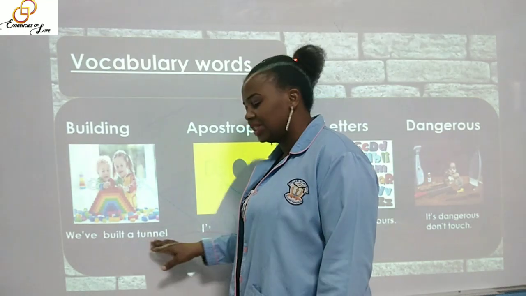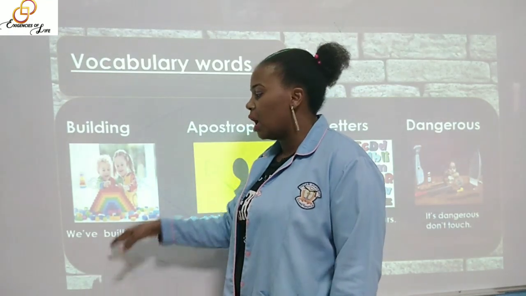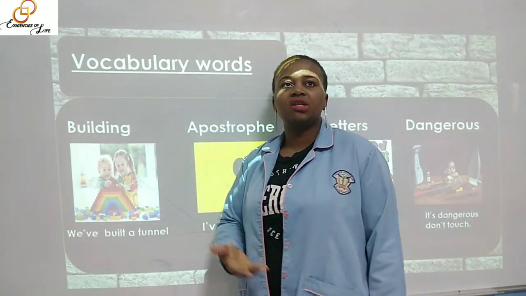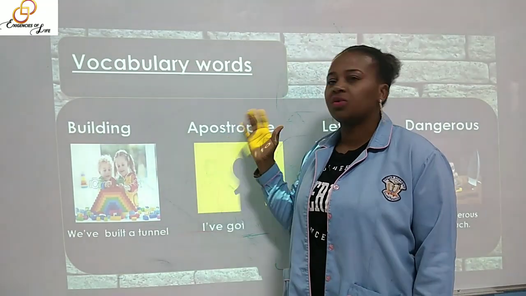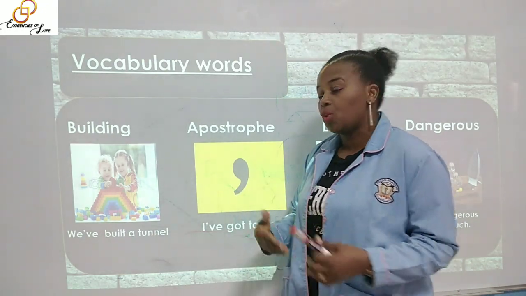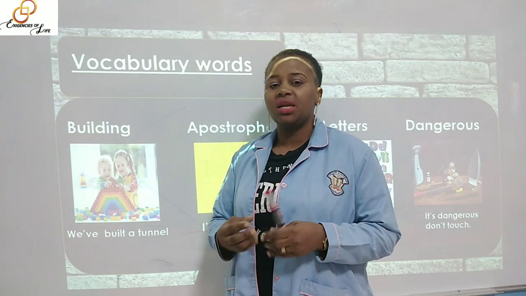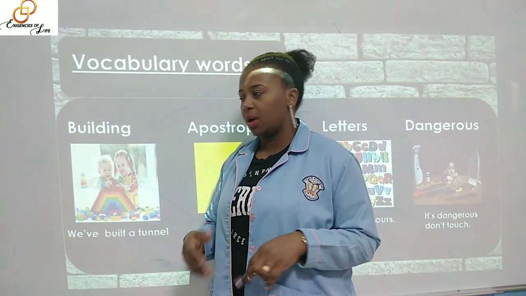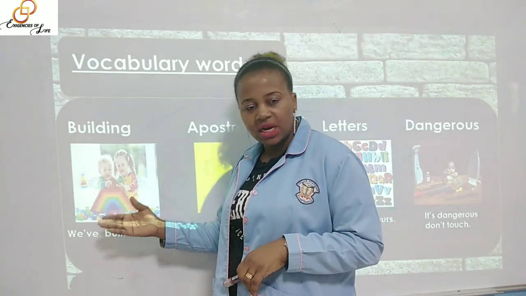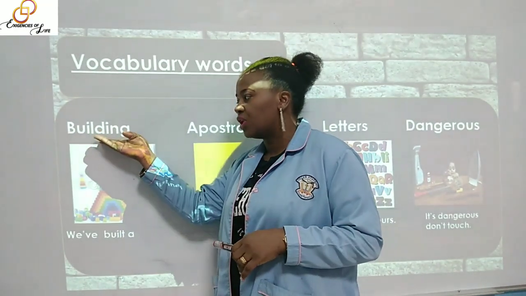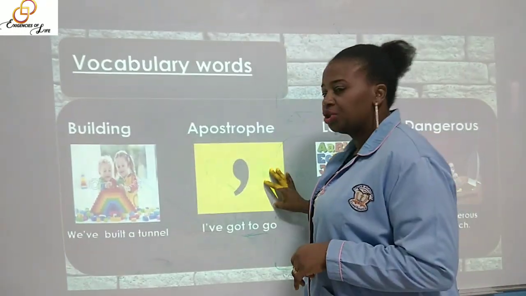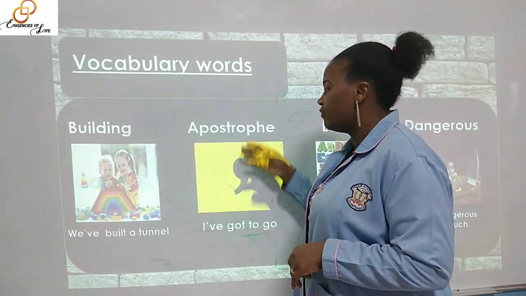Then we'll have a sentence here to help us understand the picture and the word very well. So we are not just teaching you how to build your sentences. We equally want you to understand the meaning of each word that you come across. So please, you have to look at them very well and equally learn how to better use the word building in a sentence. Then we have here apostrophe, and the picture, as I told you, is a symbol of apostrophe.